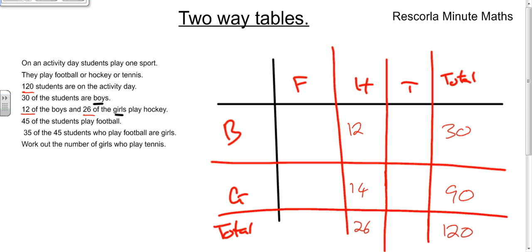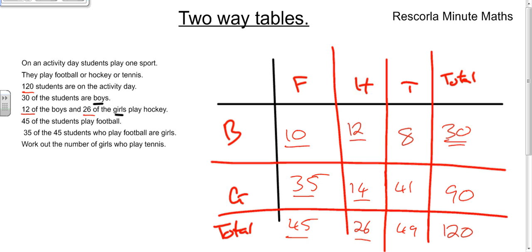You know that 45 students play football, so we know that the total there is 45. So now if you add these two up, that's going to be 71. So that means there's a further 49 that do tennis. That says 35 of the 45 students who play football are girls. So therefore, you've got 35 out of 45, so therefore 10 are going to be boys. Now you know 10 plus 12 is 22, so therefore there must be 8 to make it up to the total of 30. Here we've got 35 and 14, so that adds up to 49. So therefore we need to add on another 41 to make the 90. And also 8 plus 41 equals 49 here.